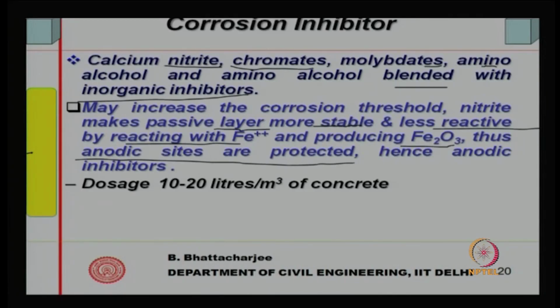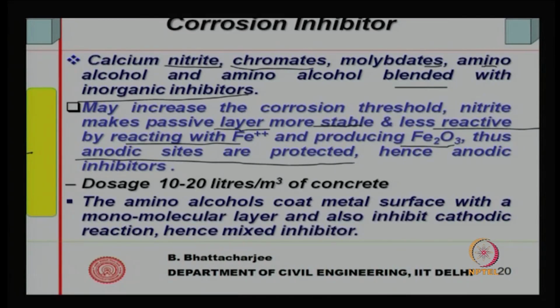Nitrites essentially do this job. They react maybe with the Fe, but then finally Fe2O3 or such oxides should form at the surface of the rebar, reacting with Fe and then producing Fe2O3 at the second stage, and thus protecting the steel. Opposed to this, there are some others which are cathodic inhibitors. Dosages are 10 to 20 liters per meter cube of concrete. Amino alcohols, for example, coat the metal surface with a monomolecular layer and also inhibit the cathodic reaction, hence mixed inhibitor. So, the mixed inhibitor protects both anodic sites and cathodic sites.